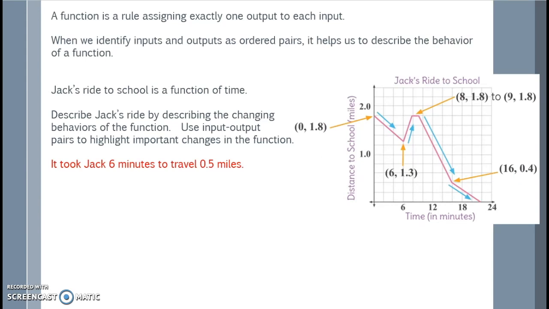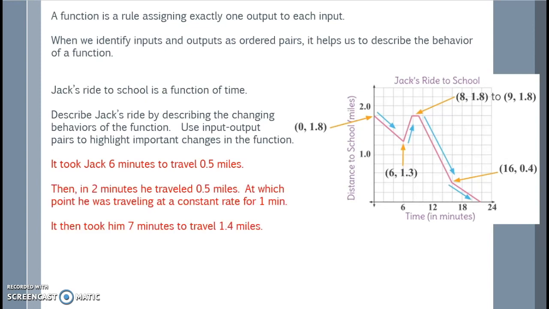So when he starts out, I see that it took Jack 6 minutes to travel a half of a mile. Then in 2 minutes, he traveled another half mile, at which point he was traveling at a constant rate for 1 minute. Then it took him 7 minutes to travel 1.4 miles. And then finally, over the last 4 minutes of his journey, he went the remaining 4/10 of a mile.